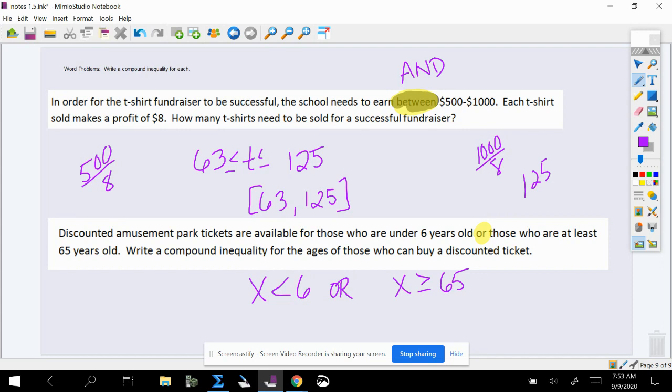I probably wouldn't write this in interval notation, because talking about infinities and negative infinities in real life, you're not going to have an infinite age. Doesn't really make sense. So I'm going to leave my answer in set notation.